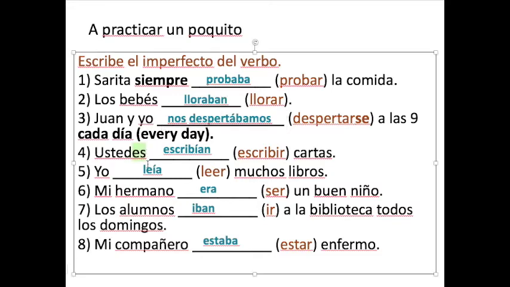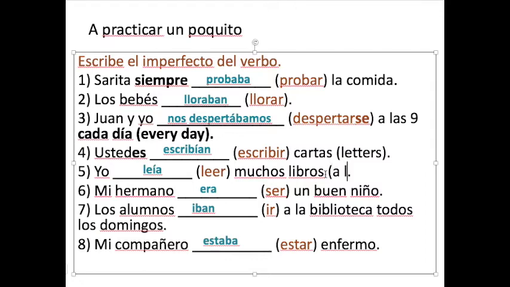Mi hermano era un buen niño. We have ser here, and that's our describing word. That's our irregular. So we're going to use the imperfect because we're describing how he was. He was a good kid. So mi hermano era un buen niño.